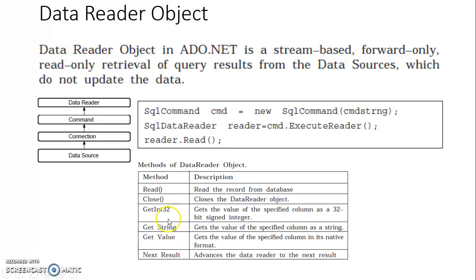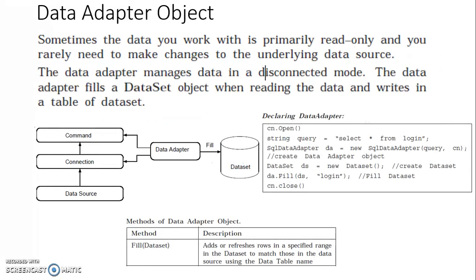So there are various methods available. You can use Read, which is a boolean method. You can use Close, so you can close the data reader. You can convert explicitly as well, with GetInt32, GetString or GetValue. You can get NextResult as well, so it will give you the next result. So these are the methods which are most frequently used for the data reader object.